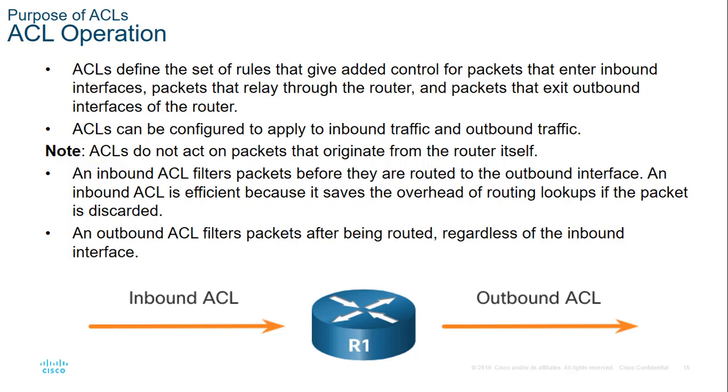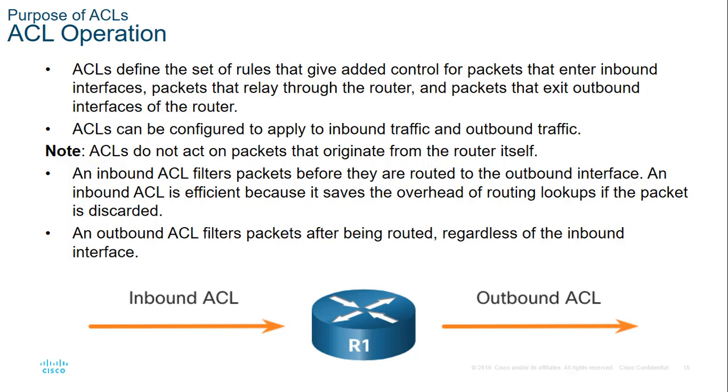Inbound ACLs are best used to filter packets when the network attached to an inbound interface is the only source of packets that need to be examined. An outbound ACL filters packets after being routed, regardless of the inbound interface. Incoming packets are routed to the outbound interface and then they're processed through the outbound ACL. Outbound ACLs are best used when the same filter will be applied to packets coming from multiple inbound interfaces before exiting the same outbound interface.